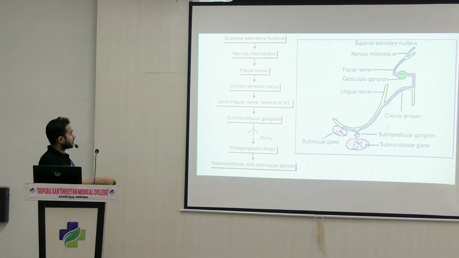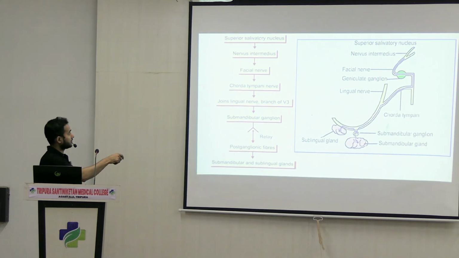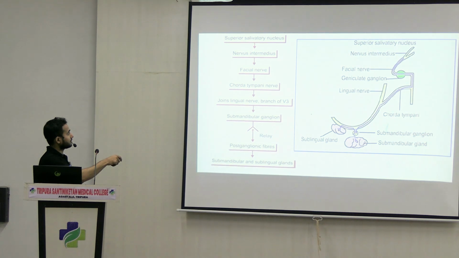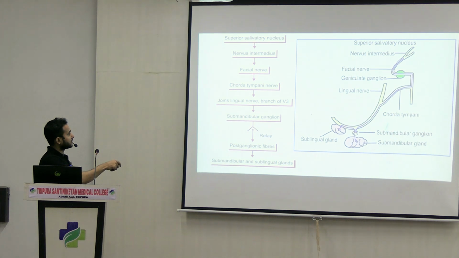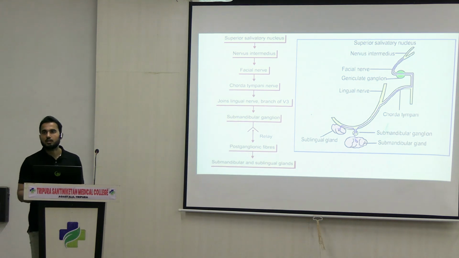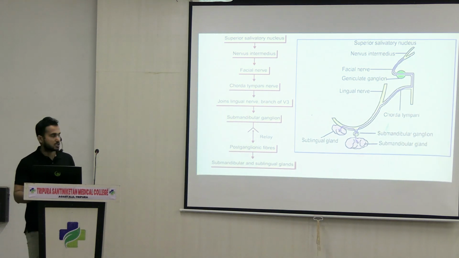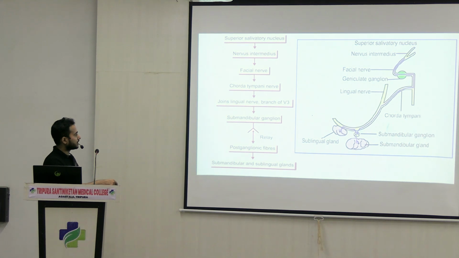So here you can see the flowchart. With the help of the flowchart, you can easily understand the parasympathetic nerve supply. Here you can see the superior salivatory nucleus. From there, the fibers come through the nervus intermedius, then reach the facial nerve. From the facial nerve, through the chorda tympani, it will join the lingual nerve, which is a branch of the mandibular division of the trigeminal nerve. Then you can see it will go into the submandibular ganglion. Once it enters the submandibular ganglion, it will relay over here. So this part is the preganglionic.